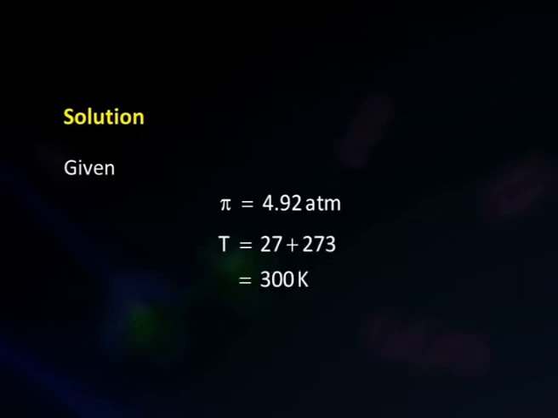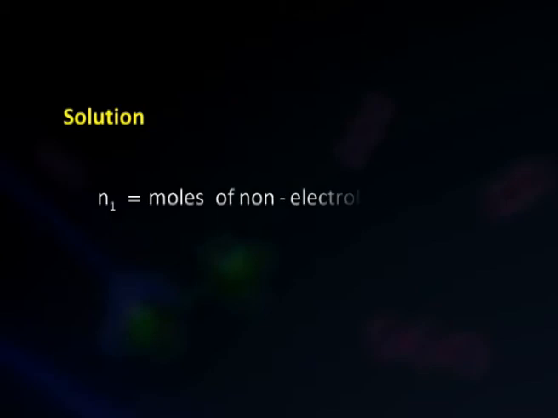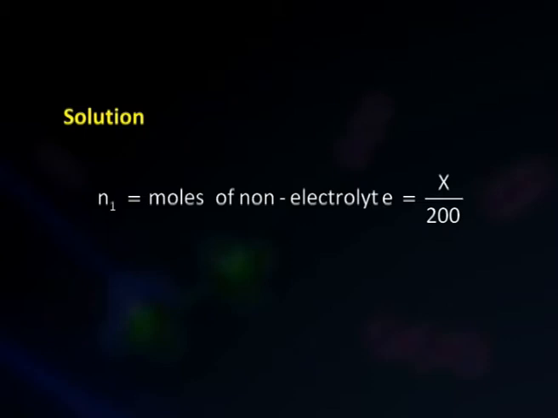Osmotic pressure is given to be equal to 4.92 atmospheres, temperature is 27 degrees Celsius, that is 300 Kelvin, and the volume of the solution is 1 liter. n1 is equal to the moles of non-electrolyte. As X grams of the non-electrolyte has been dissolved, the number of moles of non-electrolyte will be equal to X upon 200, because 200 is the molecular mass of the non-electrolyte. n2 is the number of moles of sodium chloride, which is given to be equal to 0.05.